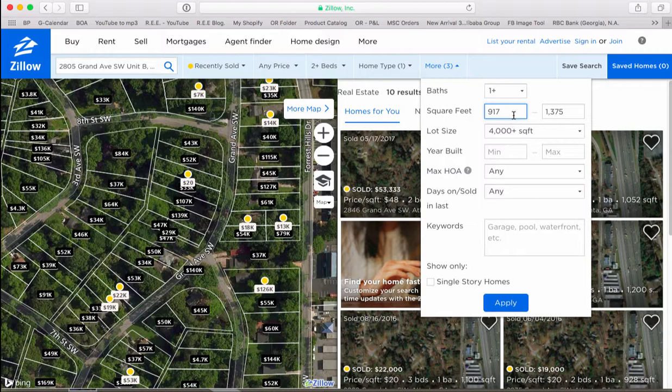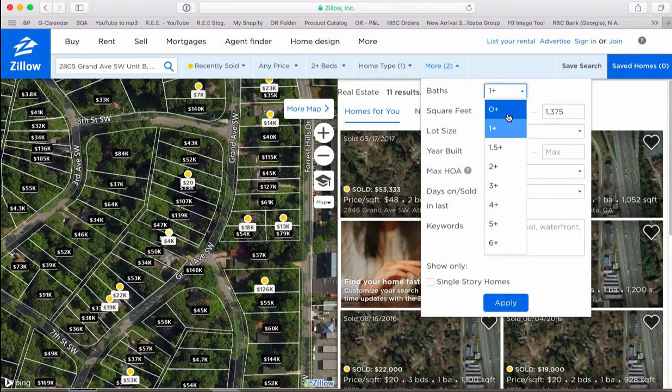Nothing's going to be exact. If I put in the exact ones here, it'll be too narrow. I could even go 900 and 1400 if I want, more or less similar. But you don't want to get too granular, because then you're going to eliminate the search. It'll be too defined, which is the same thing here. I'll put any lot.